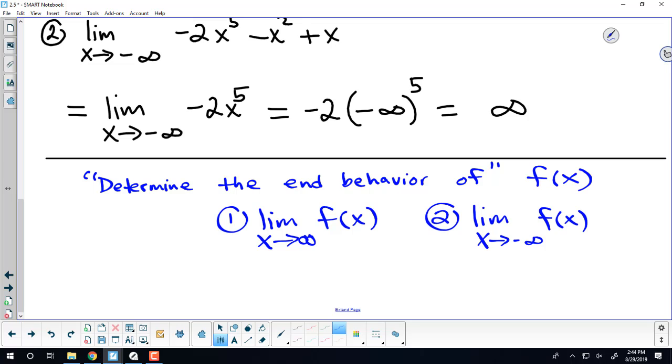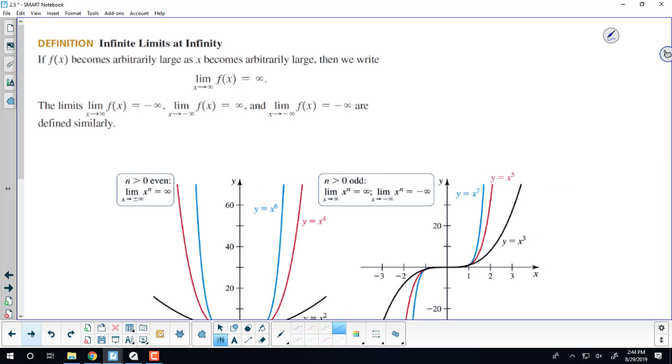Exponentials. Okay, well, sorry, we'll talk about it later. So this is kind of that summary.